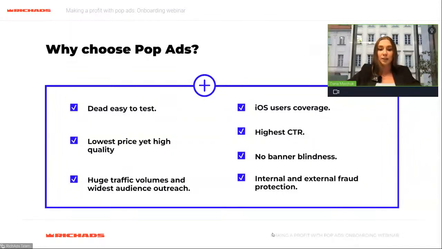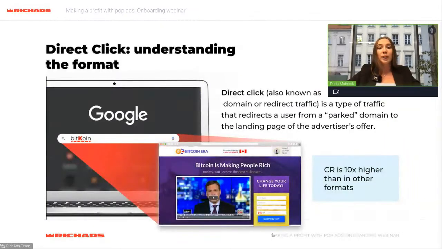No banner blindness. There are only 2 ad formats that are capable of fighting it. The first one is push ads, the second one is pop ads. Internal and external fraud protection. We have our own system aimed at analyzing the traffic weekly, as well as use ad score to have our customers double protected. One more format that we are eager to discuss today is direct click.